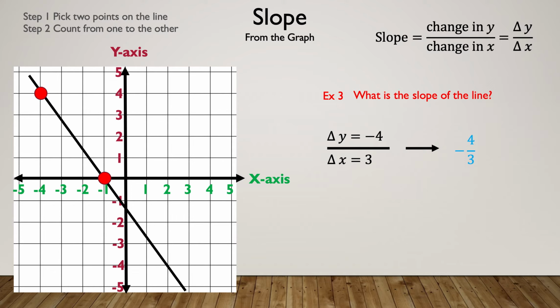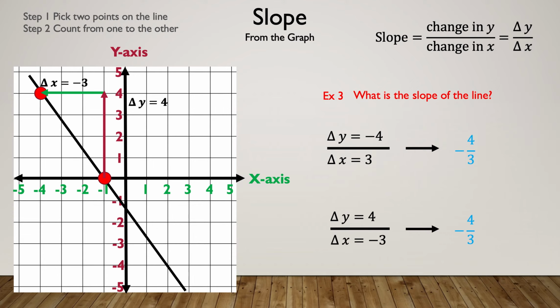Now let's take a look at what happens if we count the other way. So this time we're going to go up 4 spaces. Since we went up, it's +4. And now we're going to count to the left 3 spaces, and so our delta x is equal to -3. So now we're going to rewrite it with just the numbers, and we have -4 over 3, since the negative number can be on the bottom, top, or right next to it. So we can say we have the same answer. So we did it correctly.